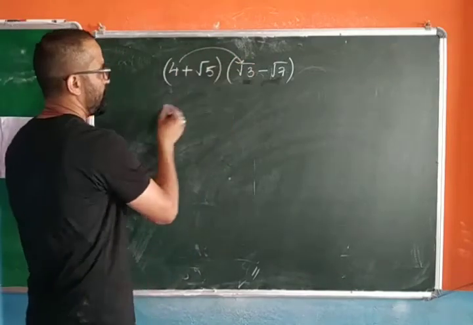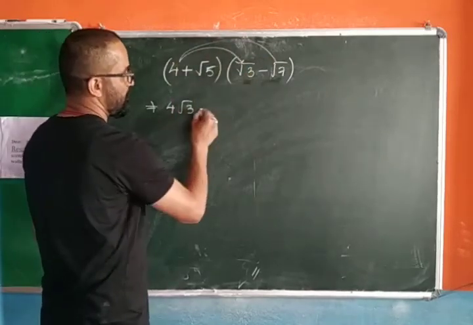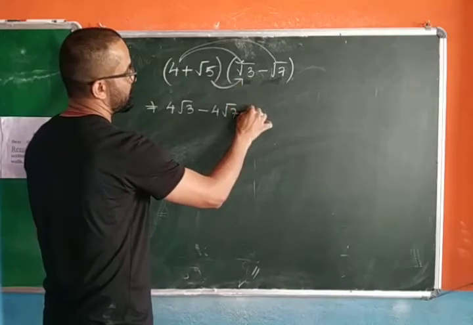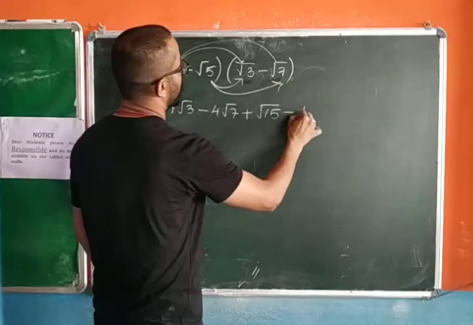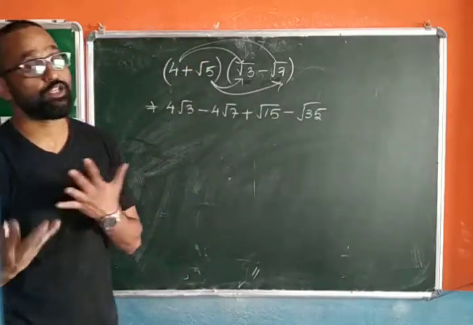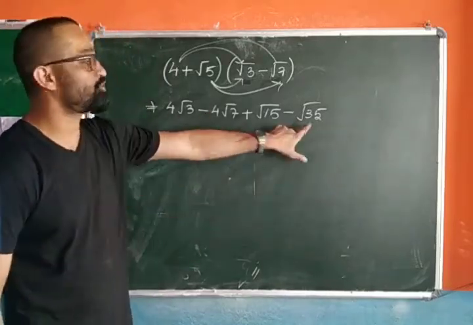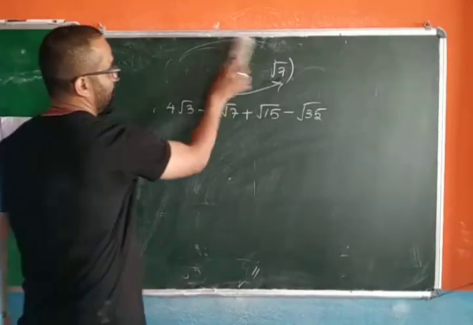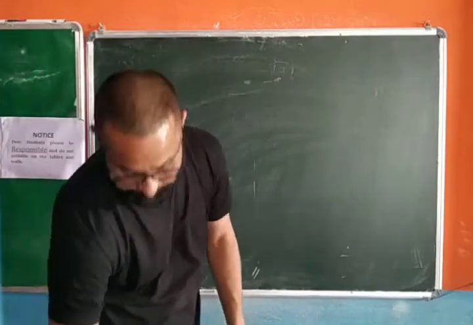Multiply. You get 4 root 3. Again multiply this, minus 4 root 7. Multiply this, plus root 15. Multiply this, you get minus root 35. Multiplication is allowed. You cannot add, you cannot subtract. And this is the simplified value. You cannot add or subtract these irrational numbers. And remember, all surds are irrational numbers.